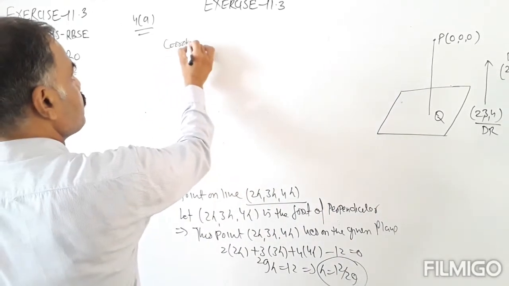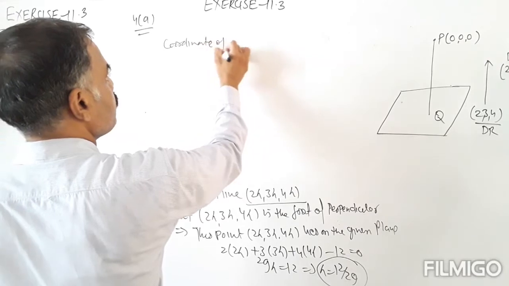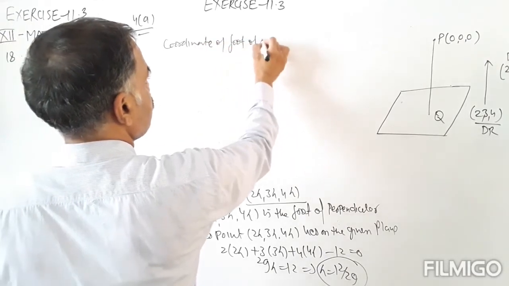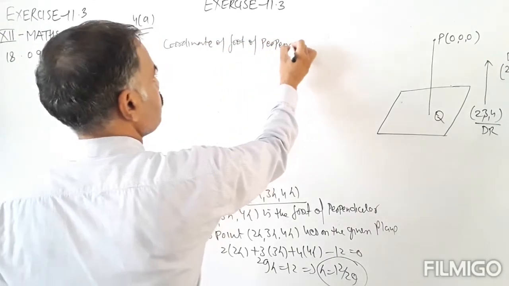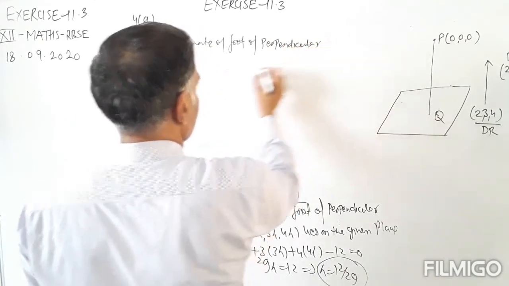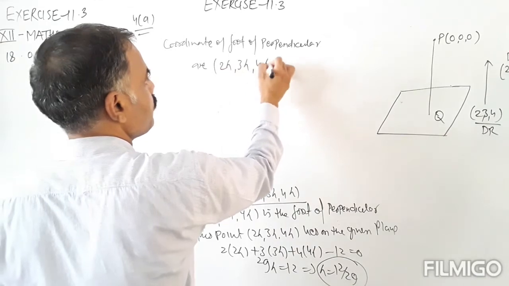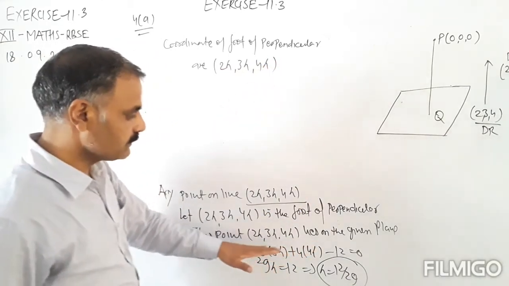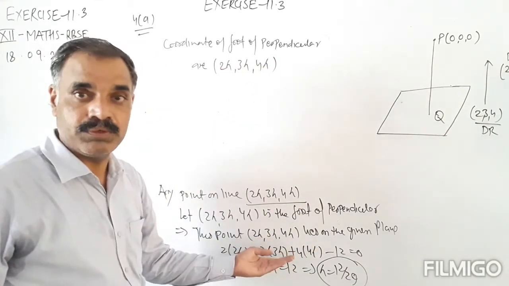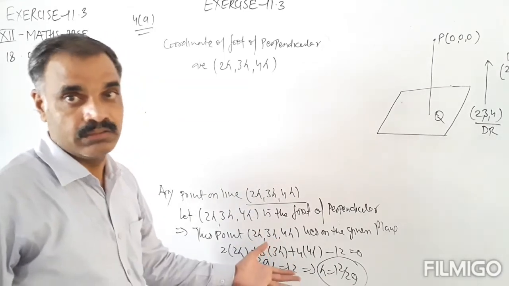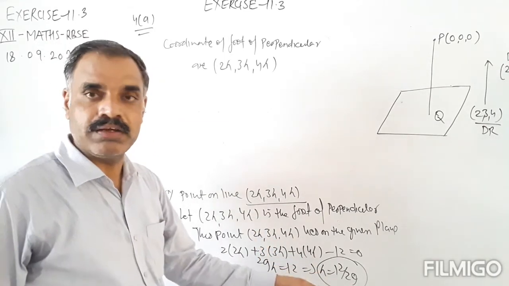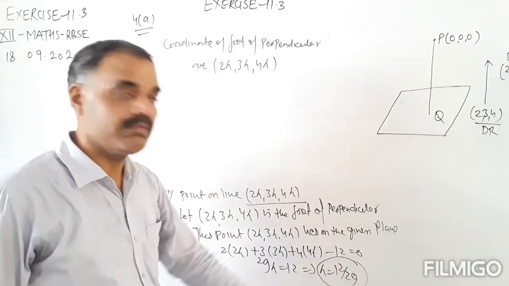Coordinates of the foot of perpendicular are 2 lambda, 3 lambda and 4 lambda. We let this point be the foot of perpendicular, and after that we found the value of lambda, that is 12 upon 29.